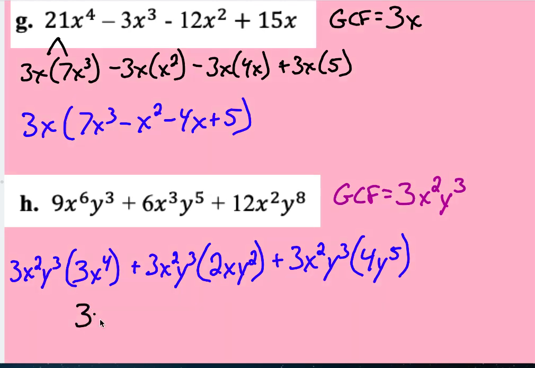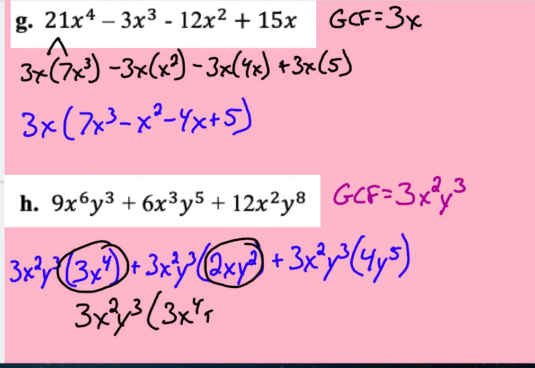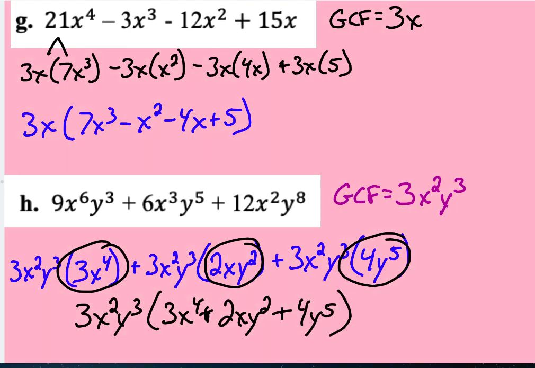So my factored form is 3x squared y cubed, and then inside I have 3x to the 4th plus 2xy squared plus 4y to the 5th. Okay? That one got big, and that's okay, but that's what we're looking for. Pulling out any of those common factors and then seeing what do I have remaining.